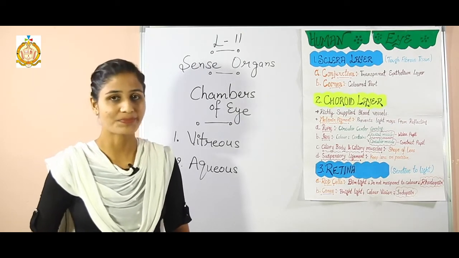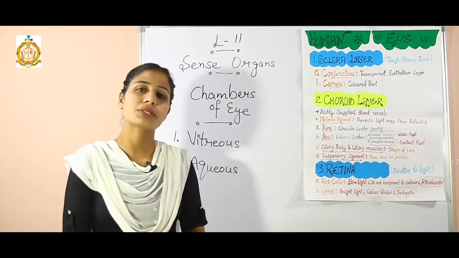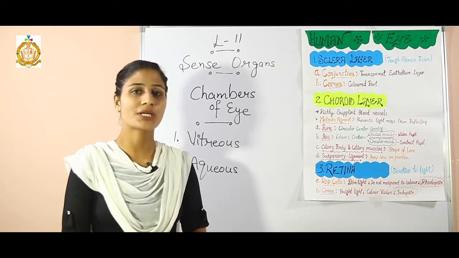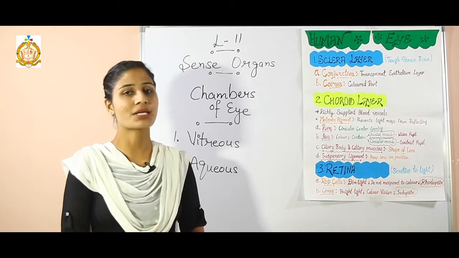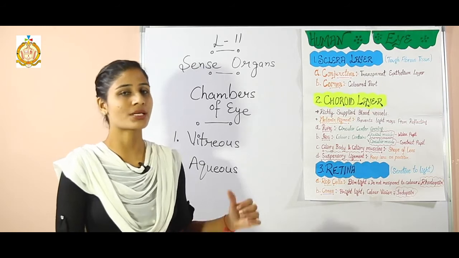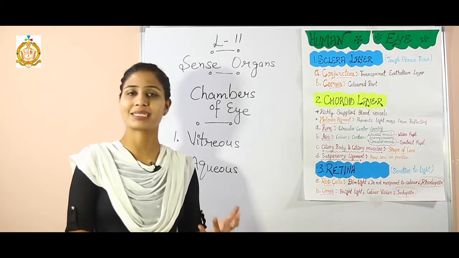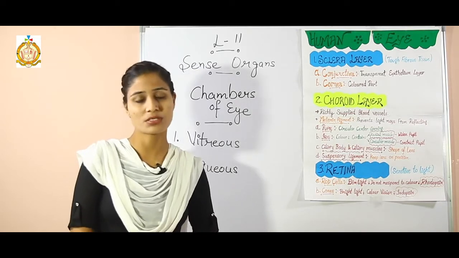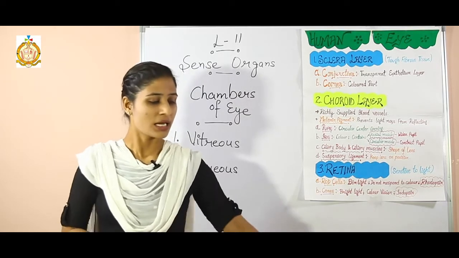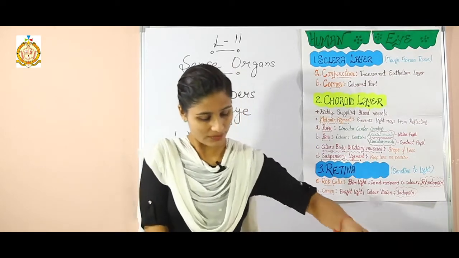So let us begin. Firstly, we are going to discuss the chambers of the eye. In the eye, two types of chambers are present. First is known as the aqueous chamber and the second one is known as the vitreous chamber. Where they are present and what their functions are, we will discuss.